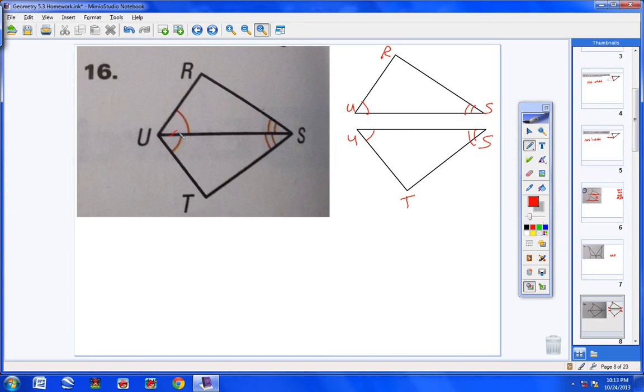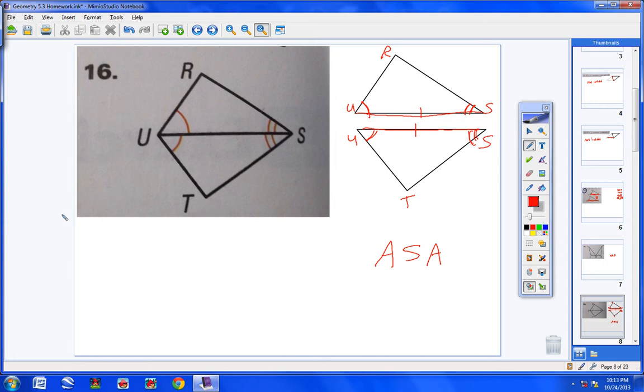And look, they share US. They share a common side. So we know this side is congruent to this side. So we have angle, side, angle, congruent to angle, side, angle. So how would you prove that these two triangles are congruent? Angle, side, angle. All right.